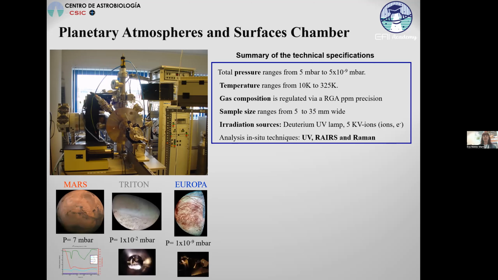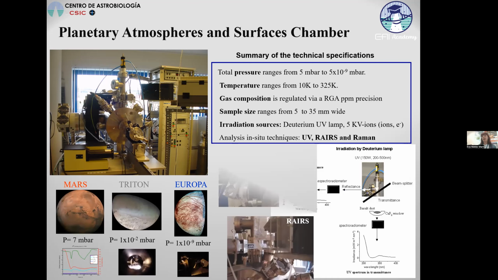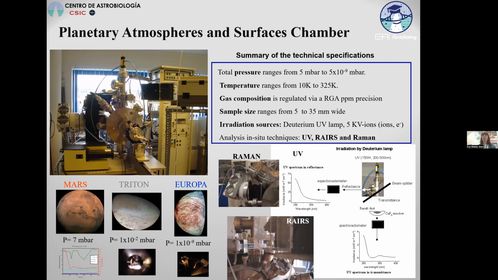So we have been testing several planetary objects. And as I say, we have been setting up different spectroscopies to measure the chemical and physical change in situ.